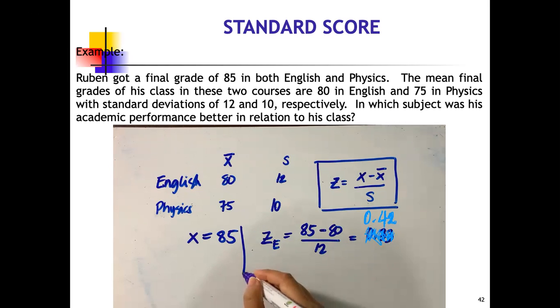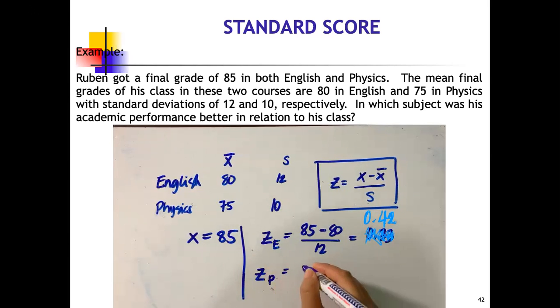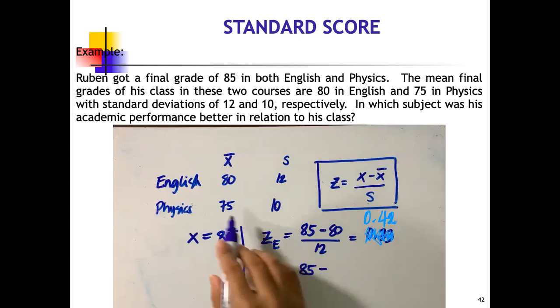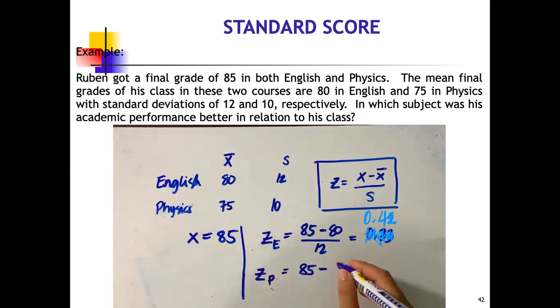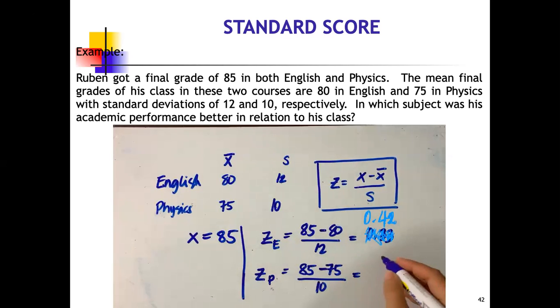Now, let us also compute the standard score of his grade of 85 in physics. Let me indicate our z-score with a subscript, P for physics. His grade is 85 also. We subtract the mean of his entire class, which is 75, and the standard deviation of all the scores in his class would be 10. So 85 minus 75 over 10 will give us a standard score equal to 1.